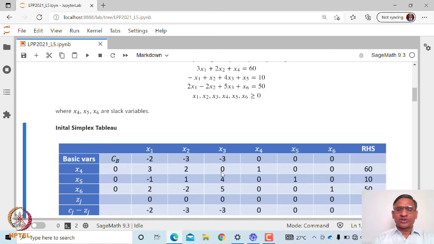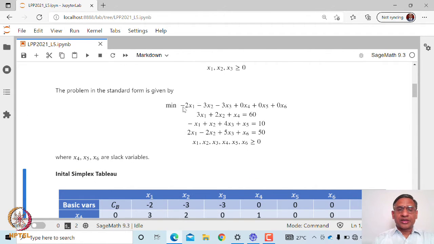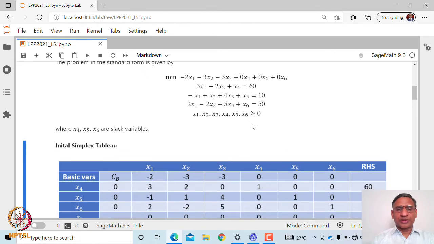In case this is an optimal solution, we can stop here itself. So in case all the coefficients x2, x3, x4 in the objective function were positive, then this would have been an optimal solution.